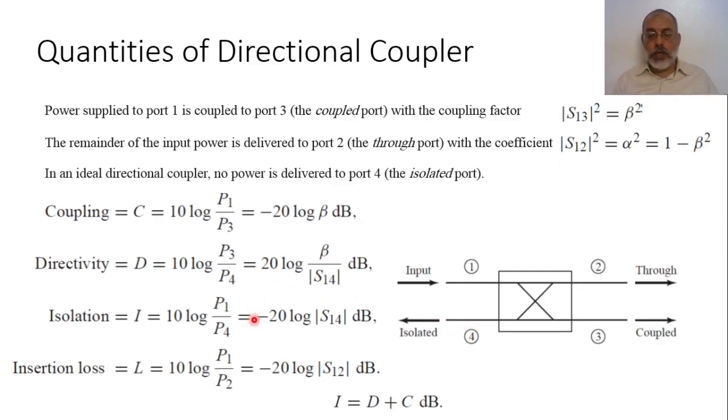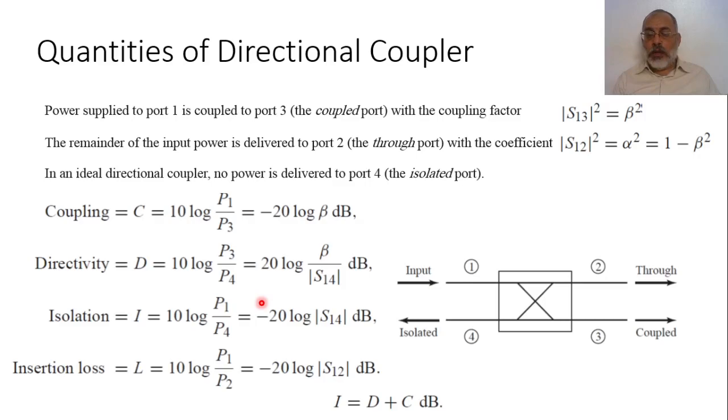This is minus 20 log the magnitude of S14. In the ideal case, S14 is 0, so log 0 is minus infinity, and the isolation would be infinity in the ideal case.